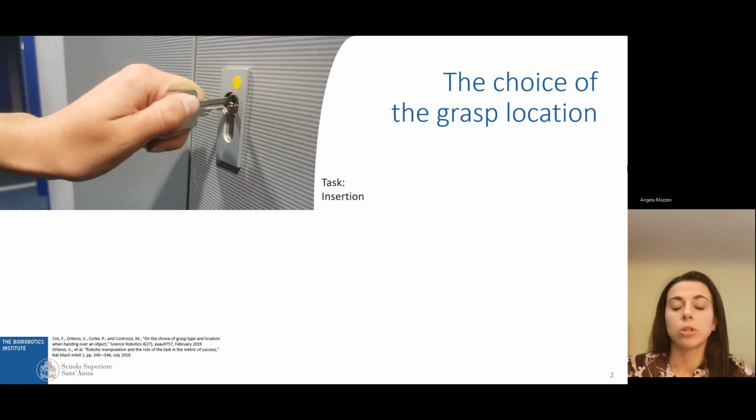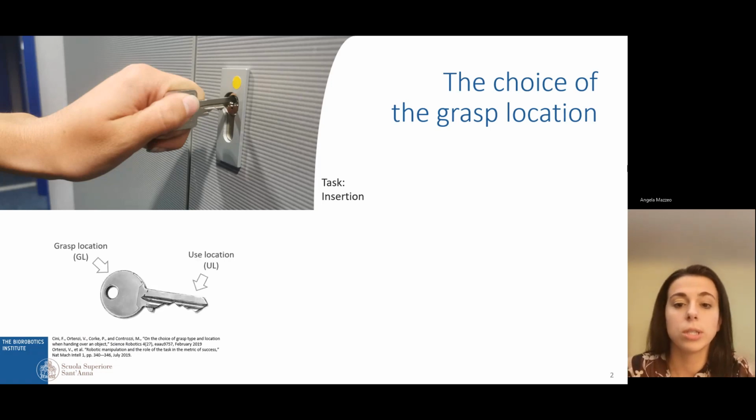Human studies on manipulation tasks with generic objects stated that the completion of the task has a role in the success of the grasp. In fact, humans try to leave free the part of the object which is involved first in the task, which we call the use location.